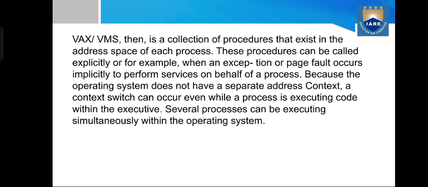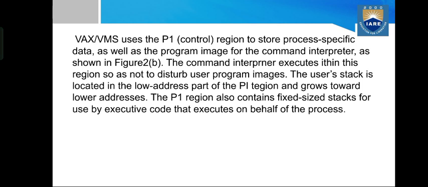For example, an exception such as a page fault occurs implicitly during services because the operating system does not have a specified address context. A context switch can occur while a process is executing within the executive. Several processes can be executing simultaneously within the operating system. VMS uses the P1 control region to store process-specific data as well as the process image command interpreter, as shown in figure 2b.